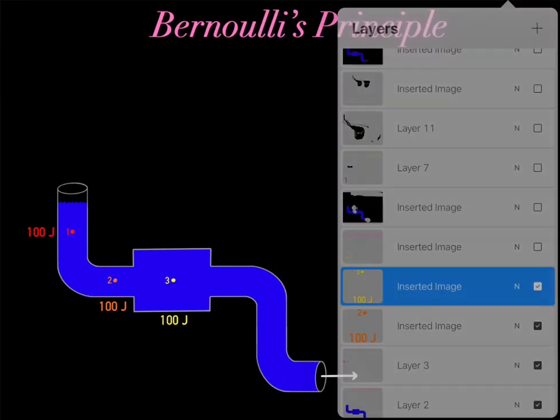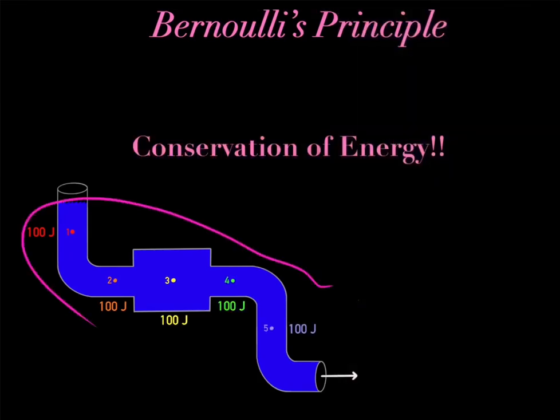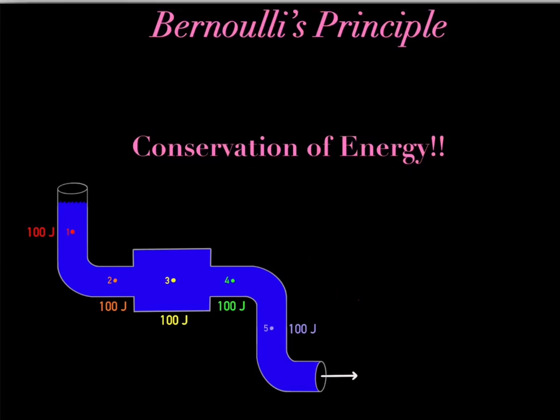And also at this point there's 100 joules of energy. And also at any other point, the amount of energy is 100 joules of energy. And this is simply conservation of energy. And this is Bernoulli's principle.